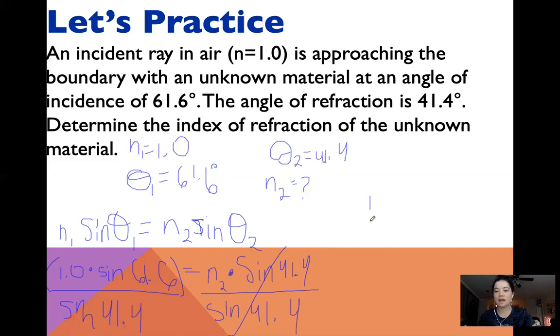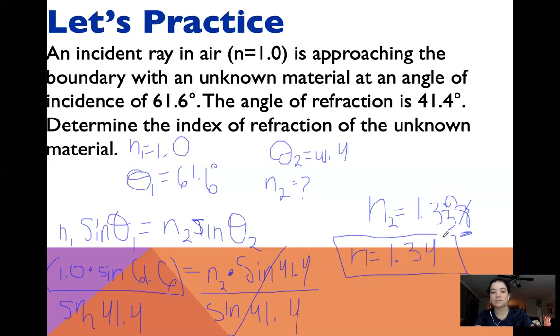I got that N2 equals 1.338. Okay, I say 3 sig figs, so let's see. This is my fourth number. It's an 8, so I'm going to round this number up and then drop that. So my N equals 1.34. There are no units on index of refraction, so we are done.